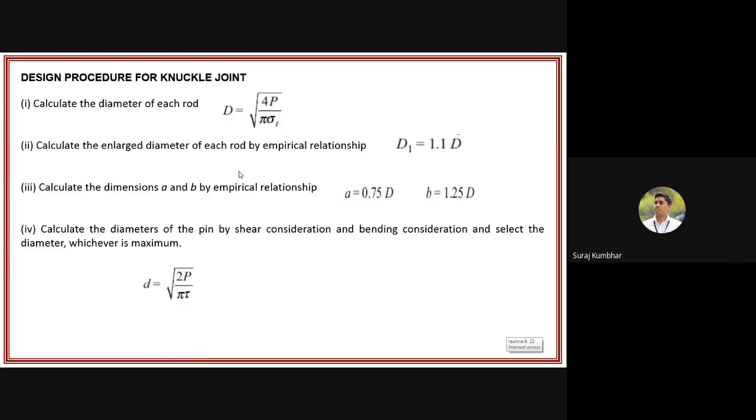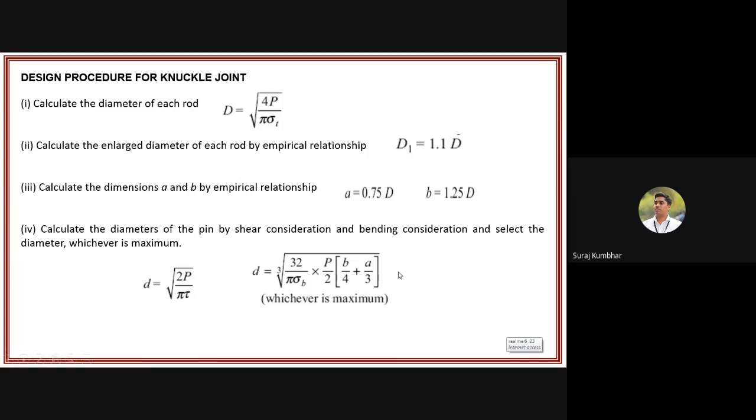And there are already the formulas. This formula is based on shear consideration, right? So small d is nothing but the diameter of the pin. d is equal to square root of 2P divided by pi into tau, where tau is the shear stress. And based on the bending consideration, d is equal to cube root of 32 by pi into sigma b into P by 2 into (b by 4 plus a by 3).